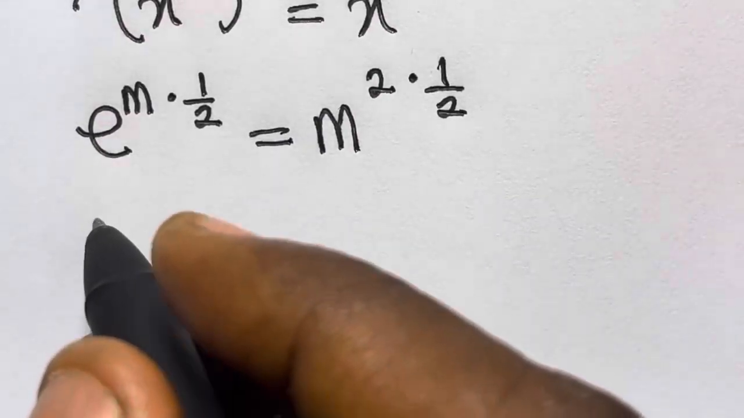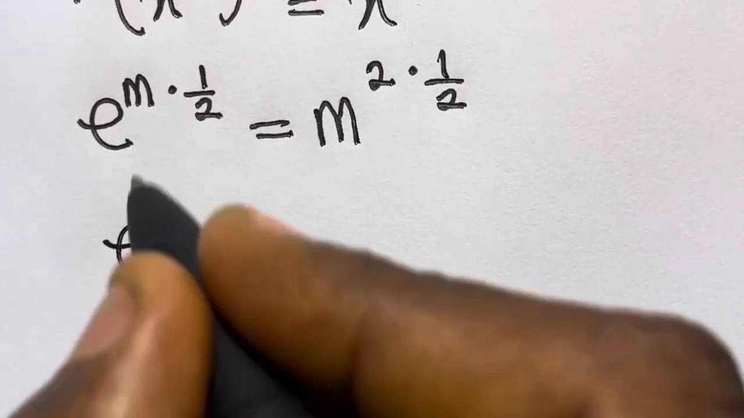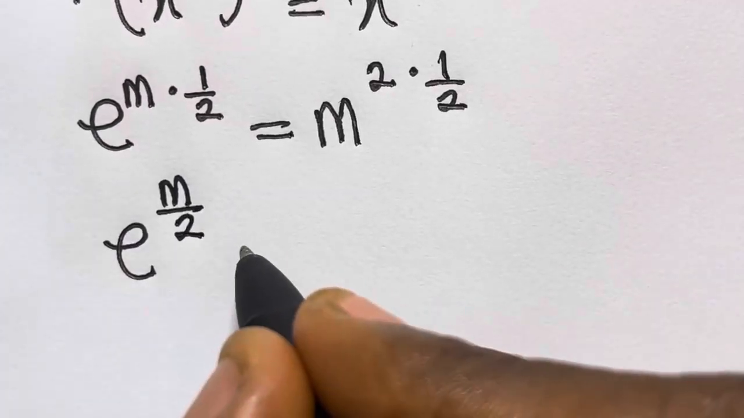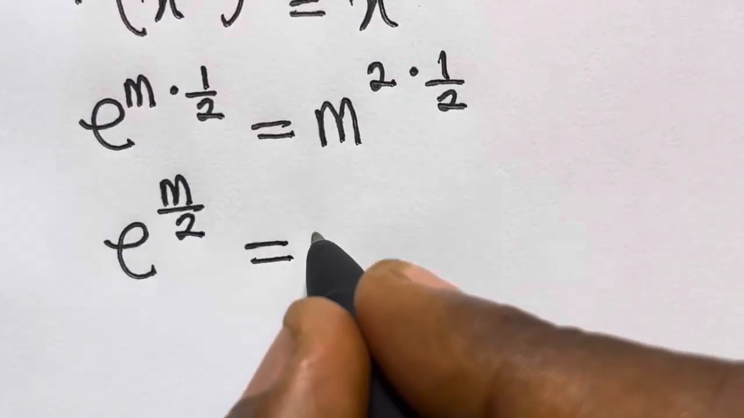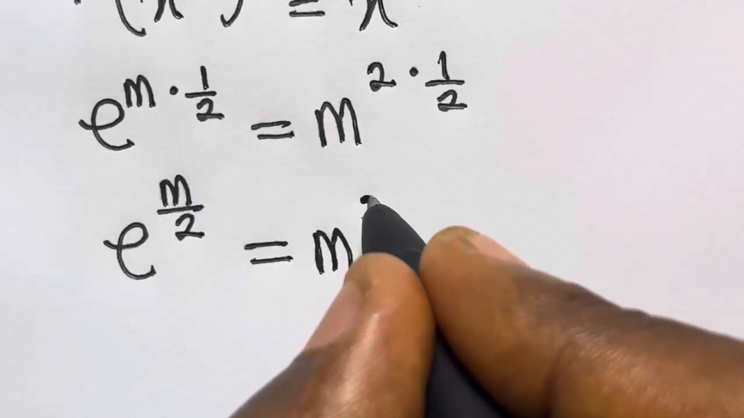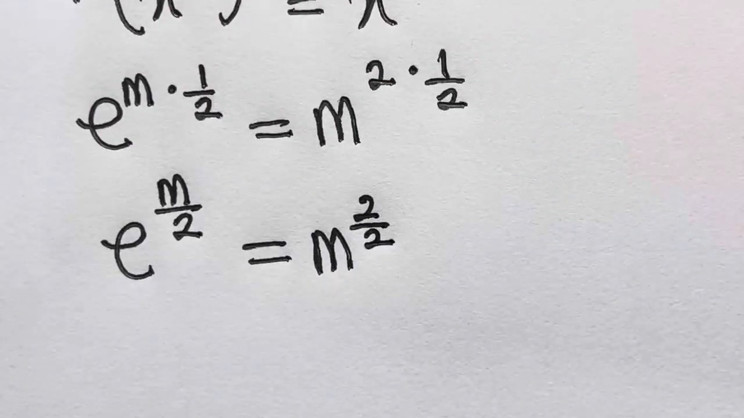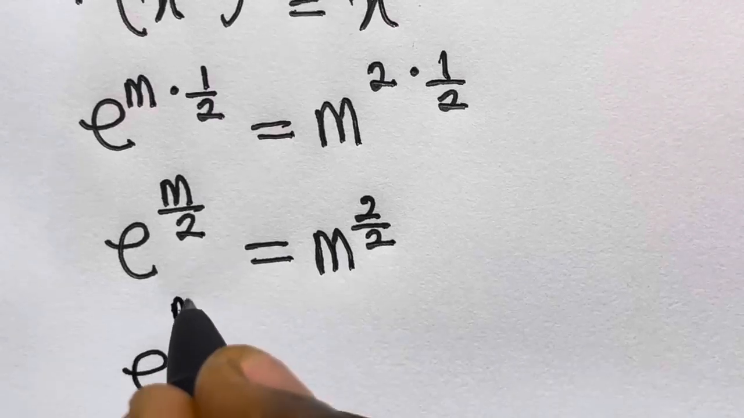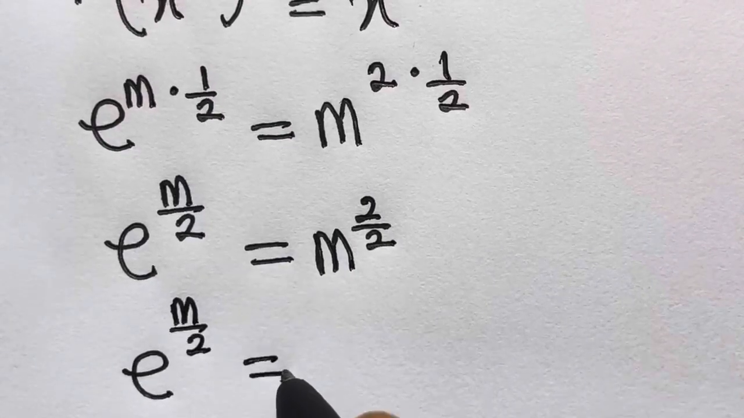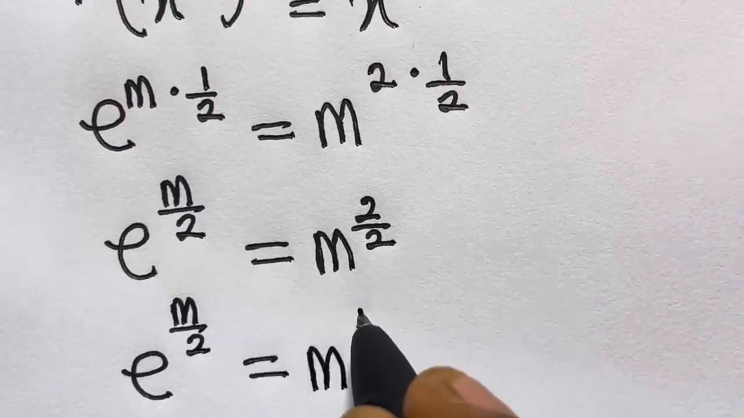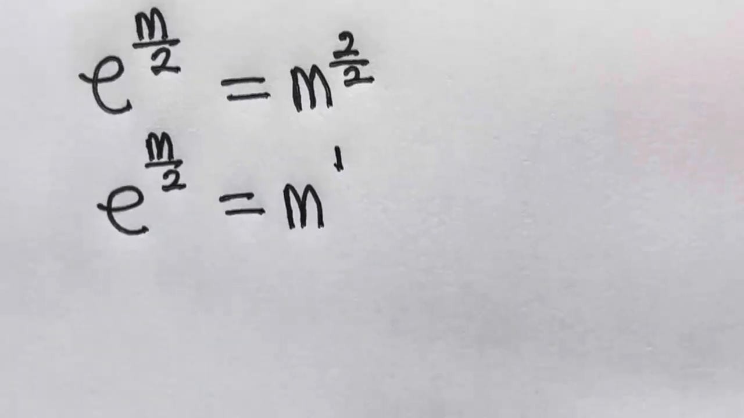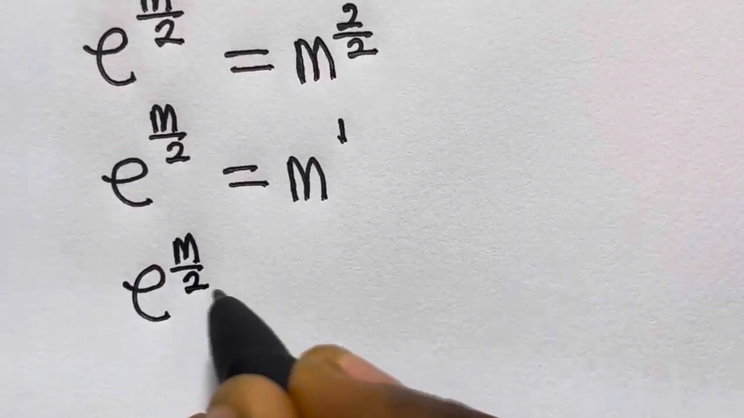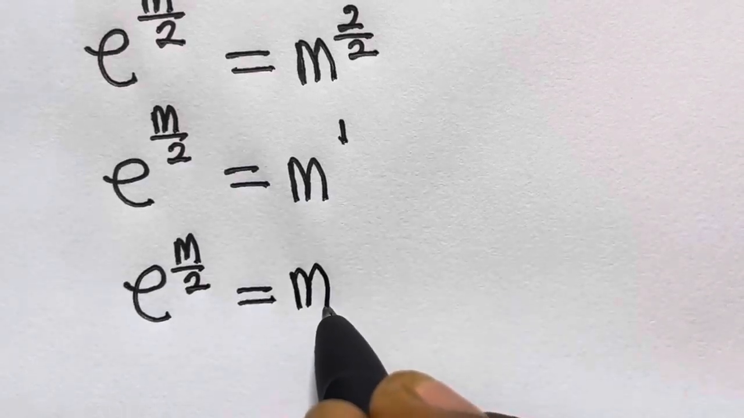So from here, if you multiply this, we are going to have exponential m times 1, we have m divided by 2, equals m raised to power 2 times 1, we have 2 divided by 2, right? So we have exponential m divided by 2 equals m raised to power 1. 2 divided by 2 will give us 1. And we will have exponential m divided by 2. M raised to power 1 will give us m.